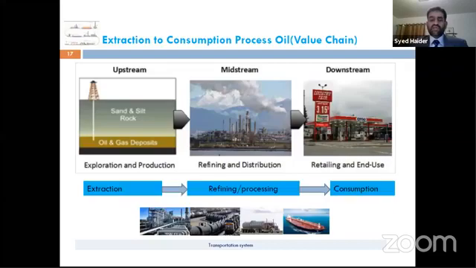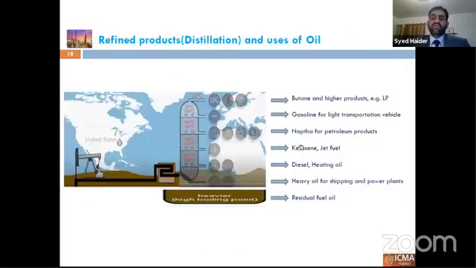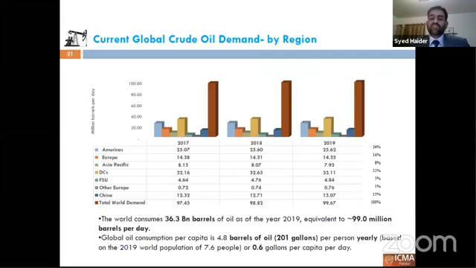So right now, the consumption of oil over the year is about 36.3 billion barrels used in the year 2019, at the same 99 million per day. If you look at that, that's how much per capita. It's very interesting data: when we look at the barrels used per capita of the world population, about 5 barrels per person is used on a yearly basis. And on a daily basis, it's about 0.6 gallons per capita of this oil.